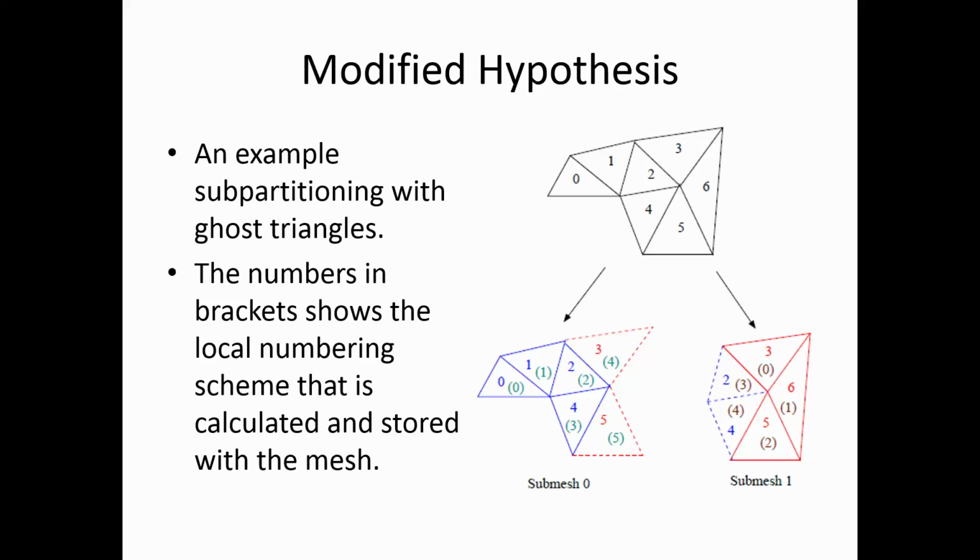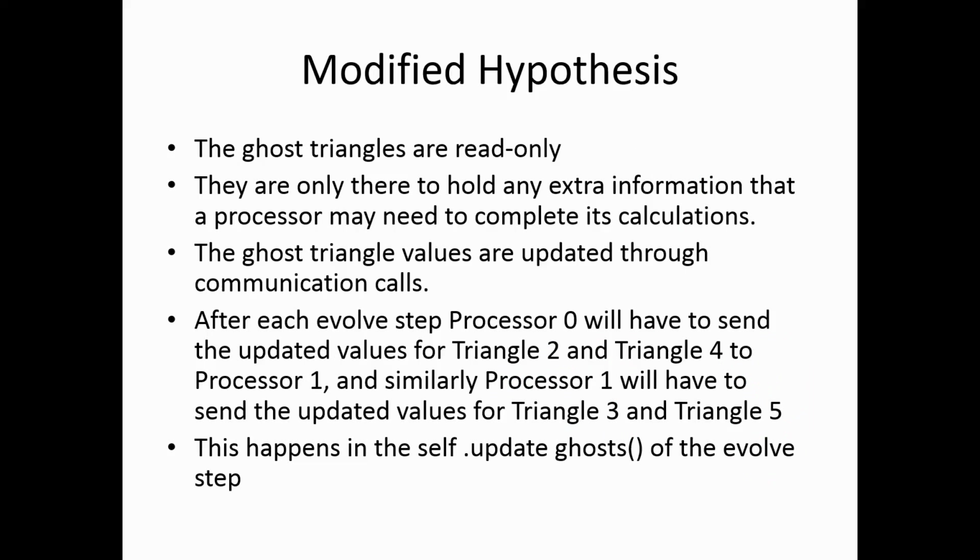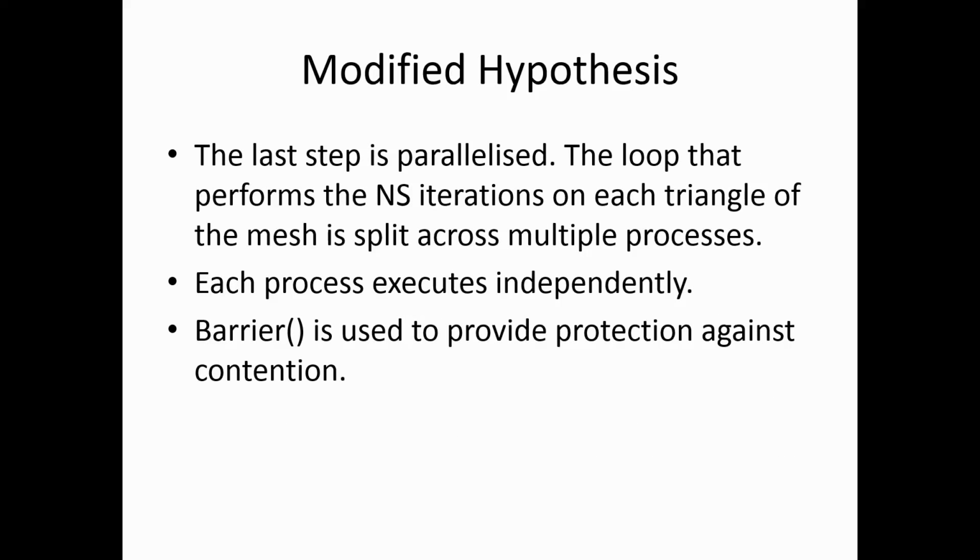So this is how the mesh is partitioned. The numbering is also different. The numbers in the brackets are the modified mesh numbers. Ghost triangles are used for inter-triangle communication, because every triangle needs values from the adjacent triangles to evaluate values within itself.